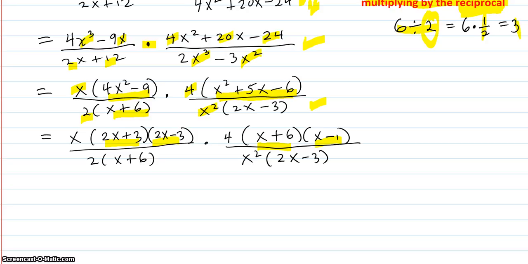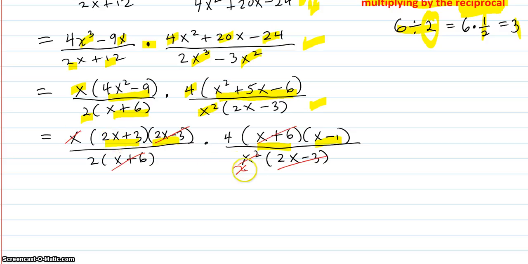cancel and proceed. So x plus 6 cancels out with this x plus 6. I think this 2x minus 3 cancels out with this 2x minus 3. x cancels out with one of these x's. Got to be careful about this kind of thing. Never cancel two times in a row on the same step.